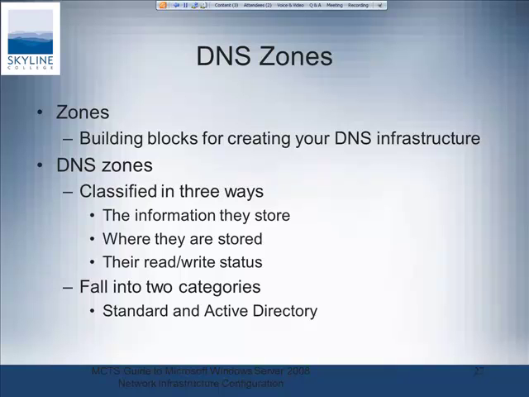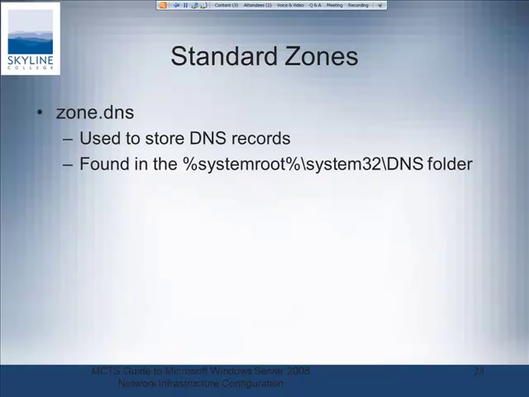And Active Directory uses DNS in order to make that information easy to find. Where is the domain controller? Where's the global catalog server? Where are you going to go for authentication? Those things are all listed in there. The standard zones are listed in the zone.dns file, and it is a text file that is in the system root system32 DNS folder. It's going to be there.